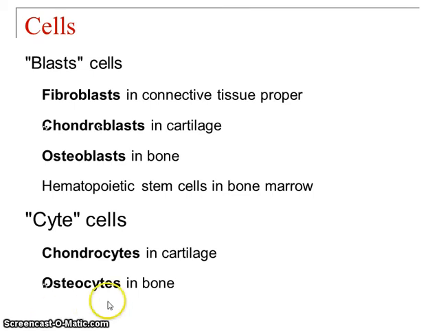So in your bone, on the outside of bone, you've got osteoblasts and osteoclasts, building up matrix, breaking matrix down. And then any osteoblast that gets caught inside the bone is called an osteocyte at that point, and then they just maintain the matrix.